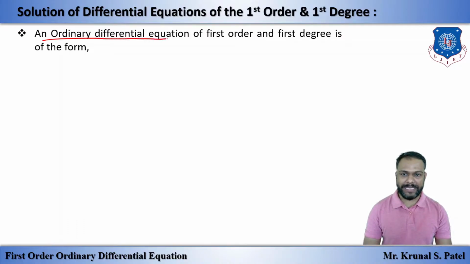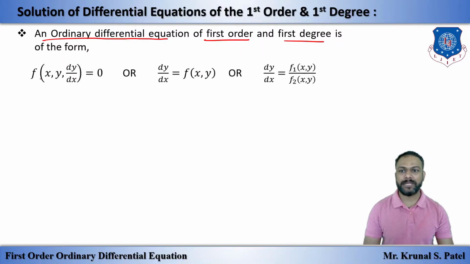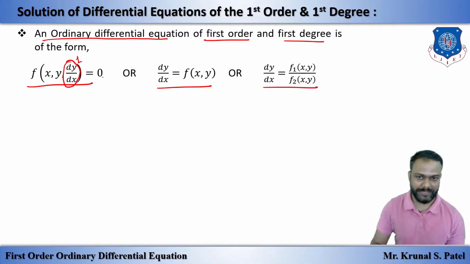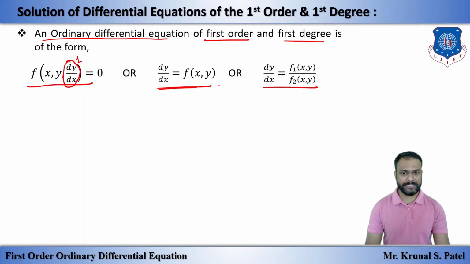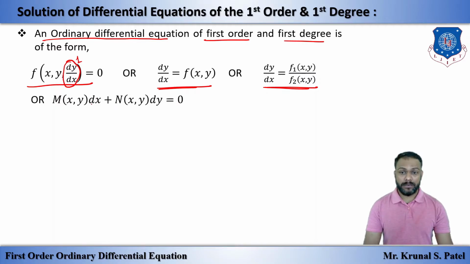The ODE of first order and first degree is of the form this or this or this. Okay, these are the different forms of first order first degree. In each and every form you can see that we have only first order, and the power of this order is 1, so we have first degree. Now this is another form of first order first degree differential equation.